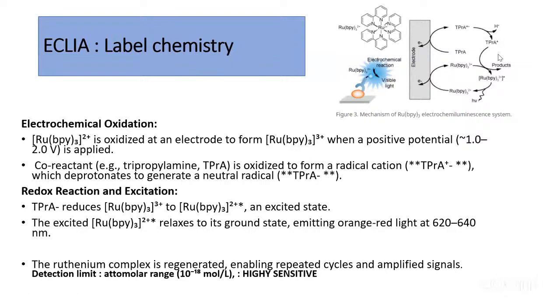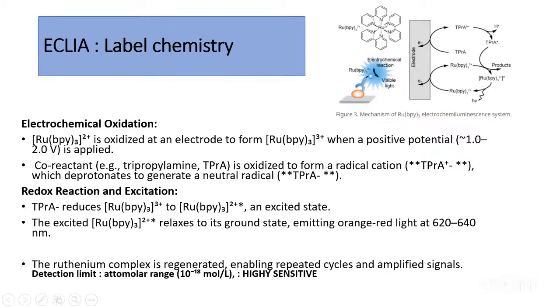Now, a lot of intermediate products will form. From there, it will come back to the normal state. When it comes to the relaxing state of tris bipyridyl ruthenium, it will emit light at the wavelength of 620, 640. In the same way, we can detect the light energy in the photomultiplier tube, and the amount of light is exactly proportional to the concentration of the analyte.